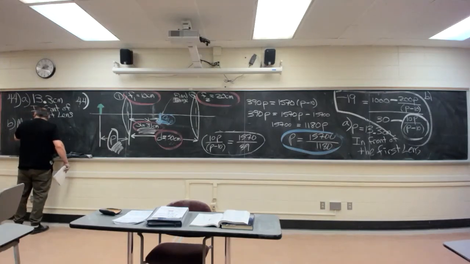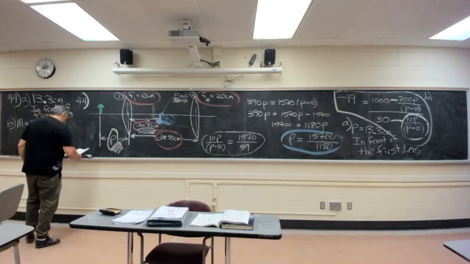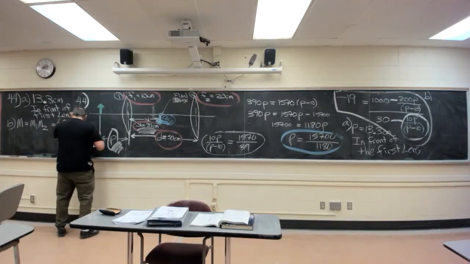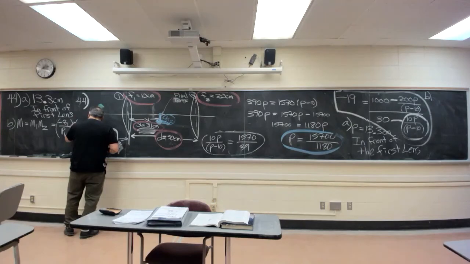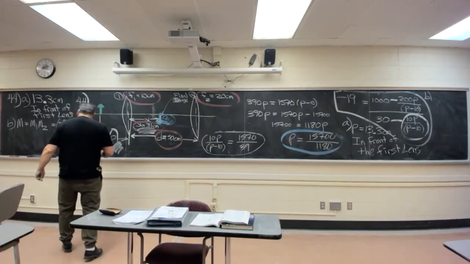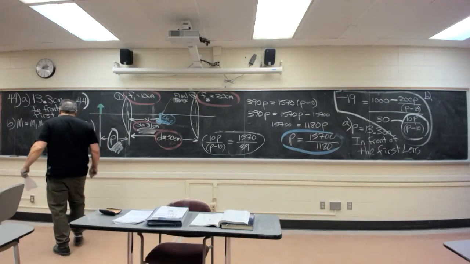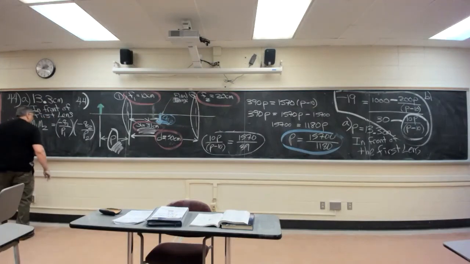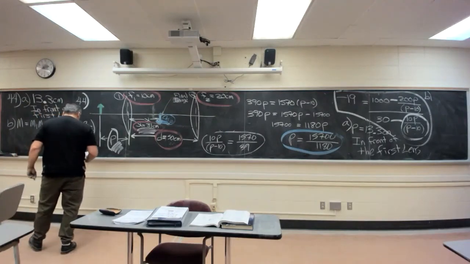M equals magnification 1 times magnification 2, which is going to be negative Q1 over P1, and negative Q2 over P2. Now you got to be extremely careful here. Number of ways to go. What's going on here?